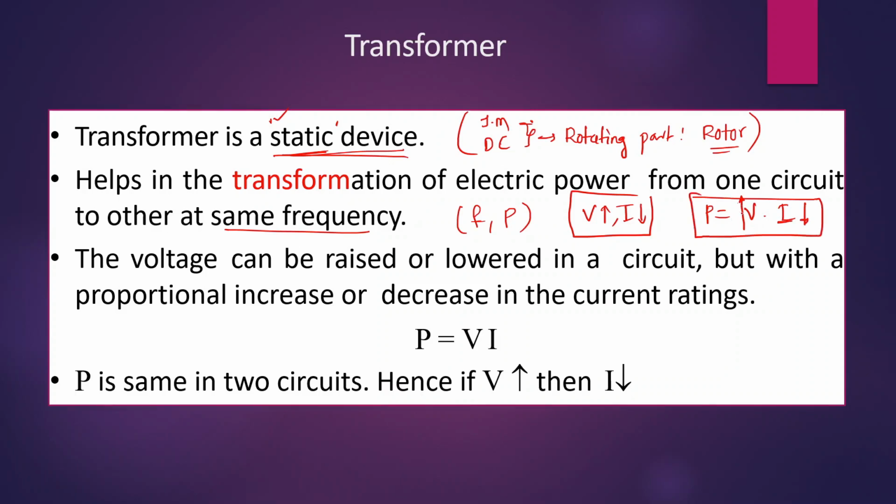If voltage is increased from one circuit to another using a transformer, the current will be reduced accordingly, so that the product of increased voltage and reduced current keeps the power constant. The voltage can be raised or lowered in a circuit, but with a proportional decrease or increase in the current rating. So that is what P = V × I means. P is the same in the two circuits. Hence if voltage is increased, then current will decrease. So power is constant, frequency is also constant, but voltage and current ratings will change.